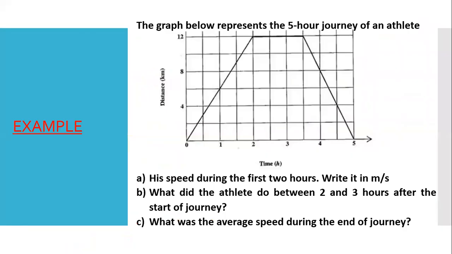This is another example of an athlete who is having a 5-hour journey. So you have to find his speed during the first 2 hours in meter per second. What did the athlete do between 2 to 3 hours? And what was the average speed during the end of the journey?